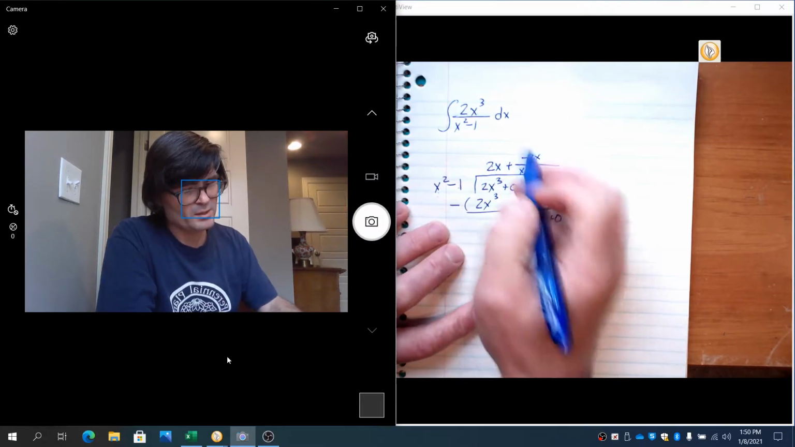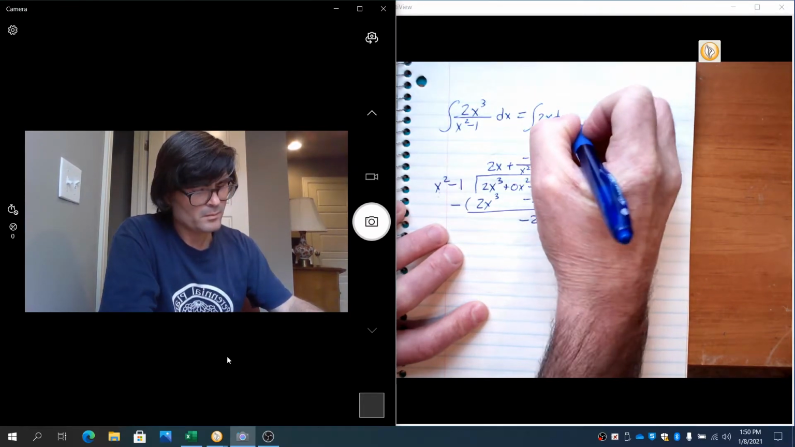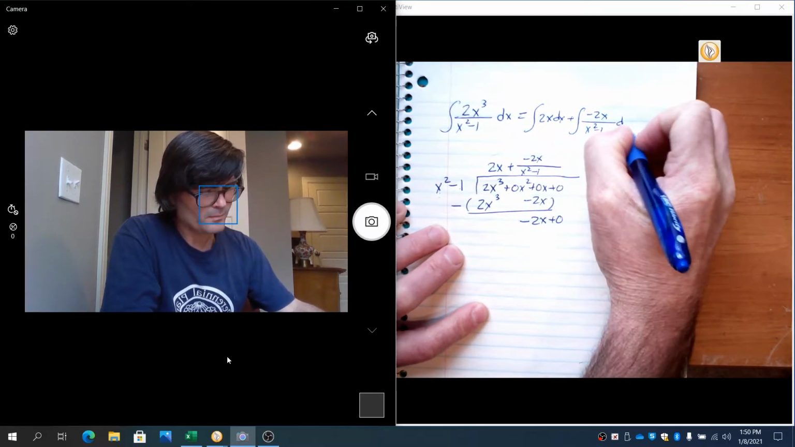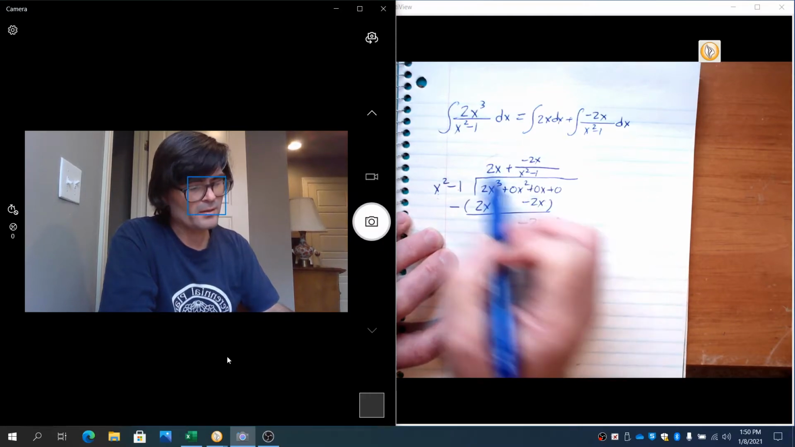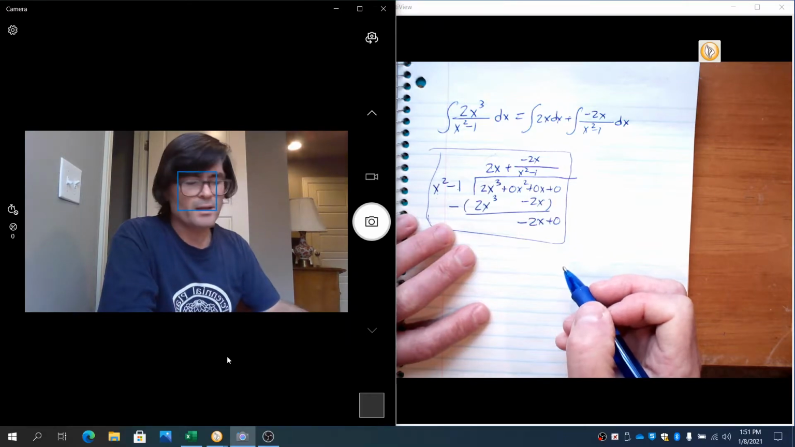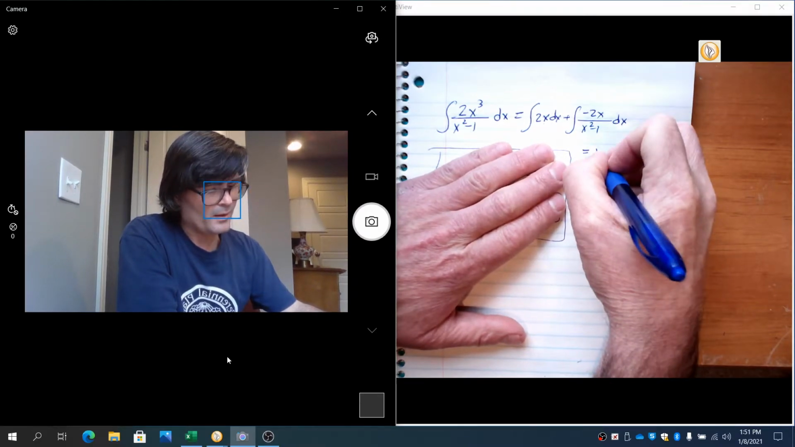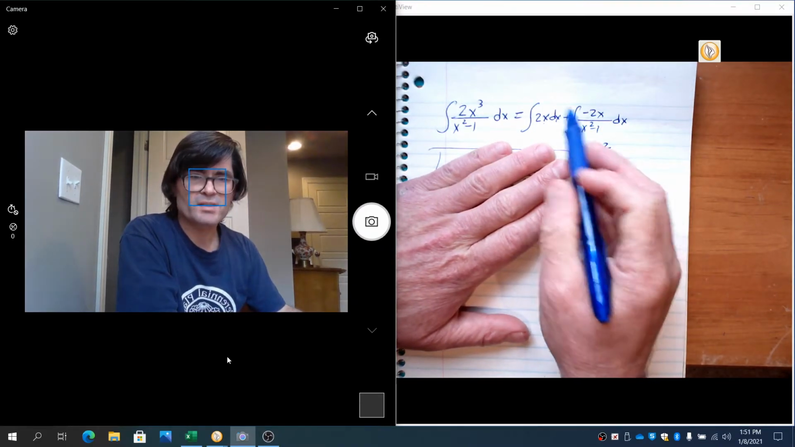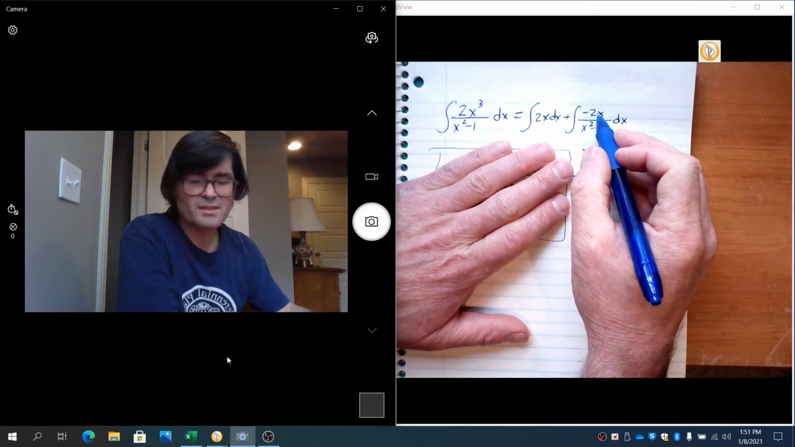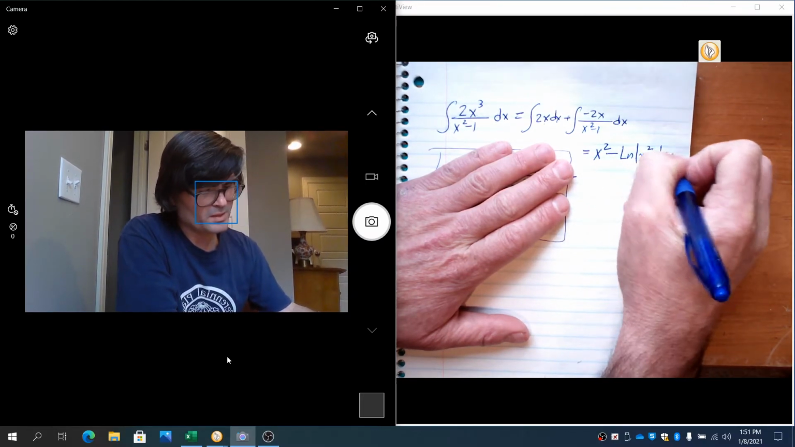So this is equivalent to that. So I could rewrite this as the integral of 2x plus the integral of minus 2x over x squared minus 1. And now, before you get too eager to do partial fraction decomposition, you might notice that you actually don't need to, because this has a nice integral. The integral of 2x is x squared. And this one is, if you take the negative out, what's the derivative of x squared minus 1? Well, it's 2x. This is minus natural log of x squared minus 1, plus c.